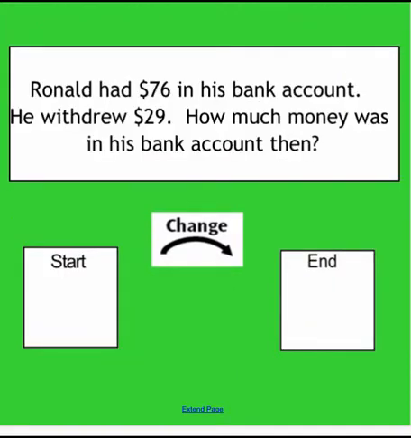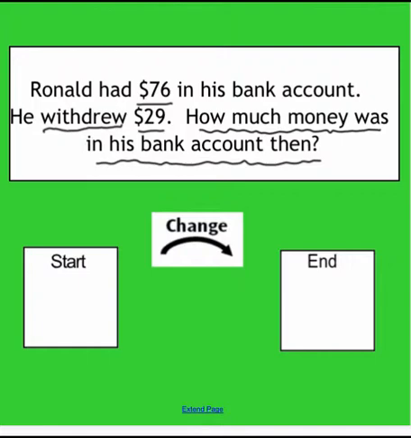Next story problem. Ronald had $76 in his bank account. He withdrew $29. How much money was in his bank account then? Again, let's think about what we know. We know Ronald had $76 in his bank account. We also know he withdrew, think about those vocabulary words, he withdrew $29. How much money was in his bank account then? This is what we're trying to figure out.